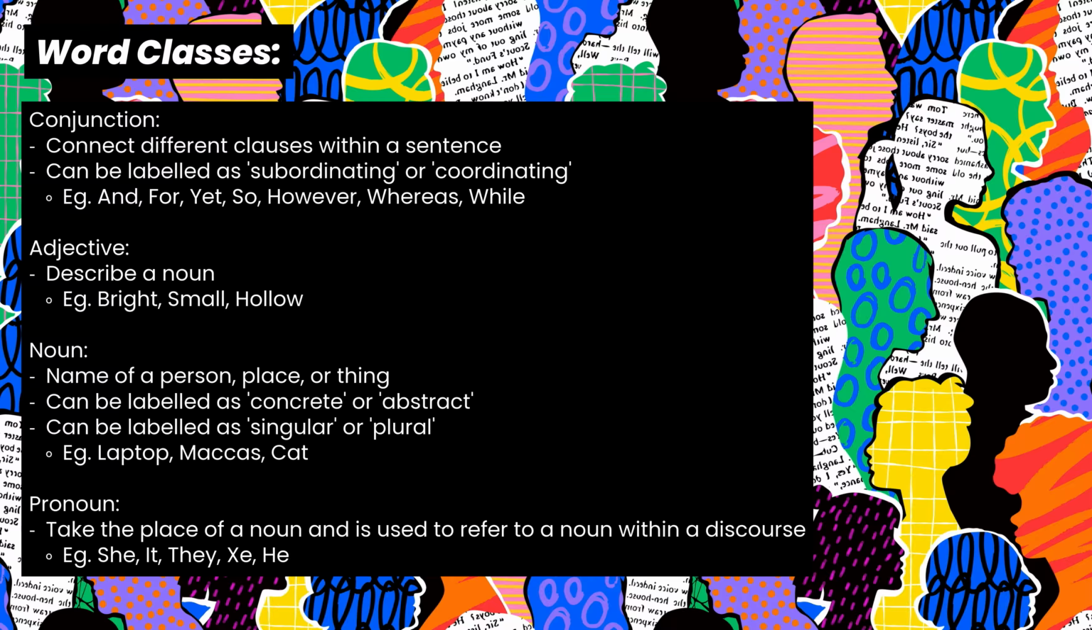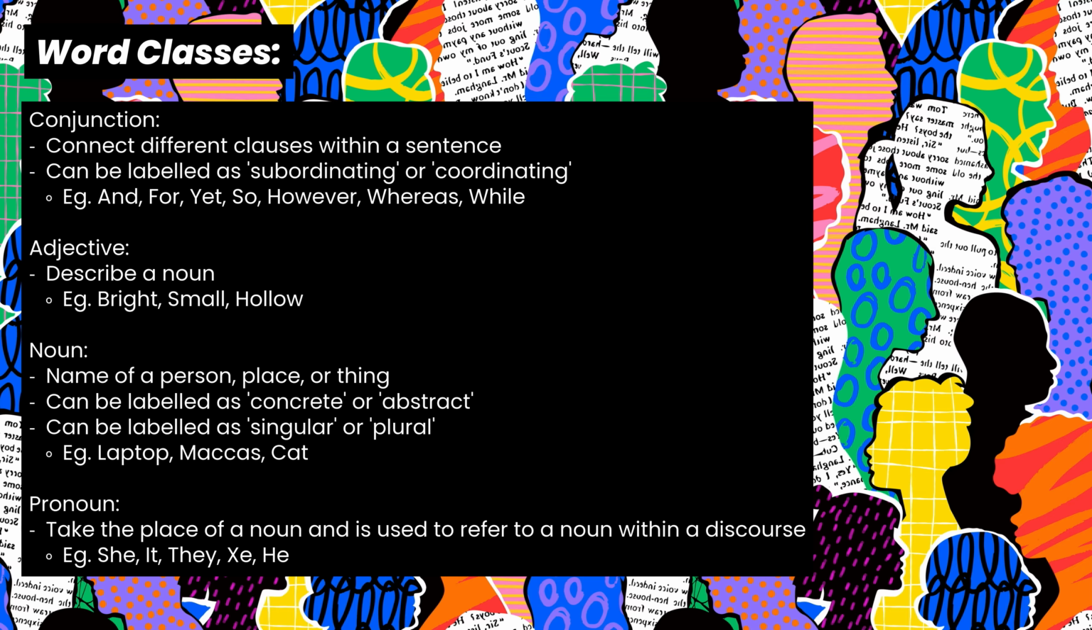But in general, our conjunctions include words like and, for, yet, so, however, whereas, while. And if you're a keen green bean, can you identify which conjunctions in this list are coordinating and which are subordinating? Then we have adjectives.